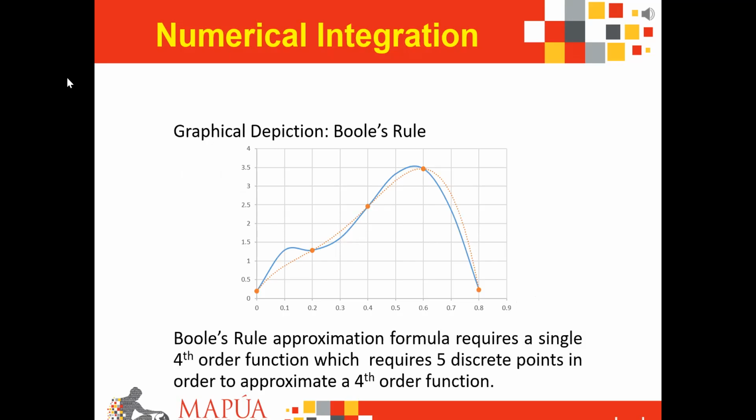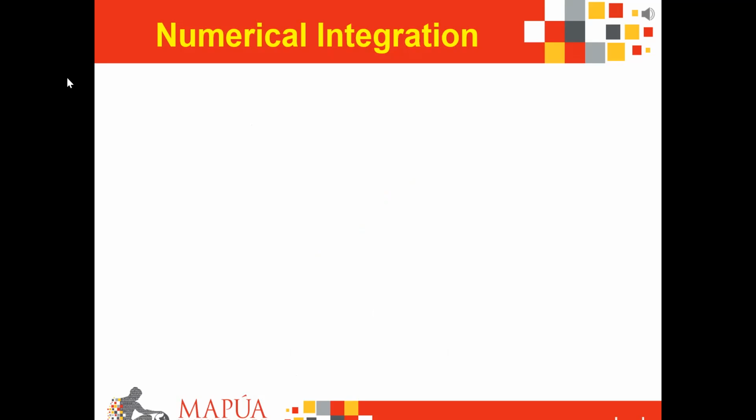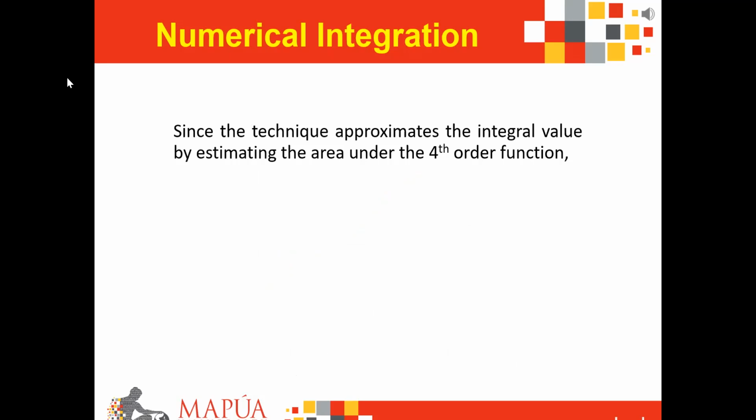So from your respective lower limit value all the way to your upper limit value, this technique automatically subdivides your given range or interval limit into 4 equally spaced segments, producing 5 discrete points in order to fit these 5 functions onto a fourth order interpolating polynomial function, and then estimating the area under that fourth order function.